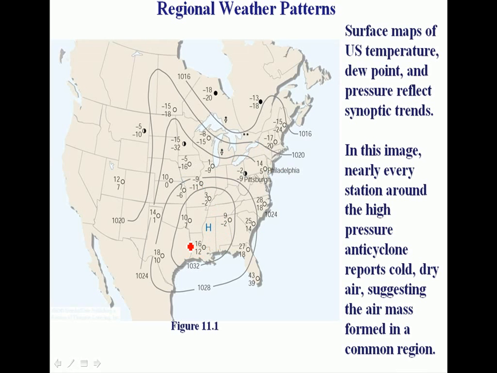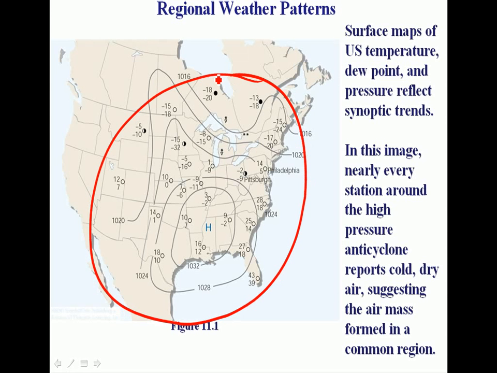You also see dew points. Dew points in Iowa and portions of the Dakotas and Minnesota are extremely low. So this air is cold and dry, and so it has probably come down from Canada. And so this would be an example of a rather large air mass. In other words, a body of air having similar temperature and moisture characteristics. In this particular case, being cold and dry.